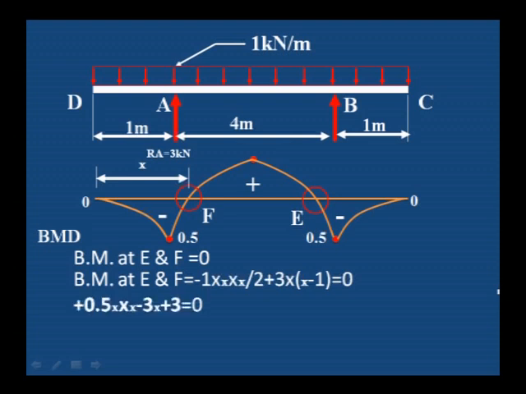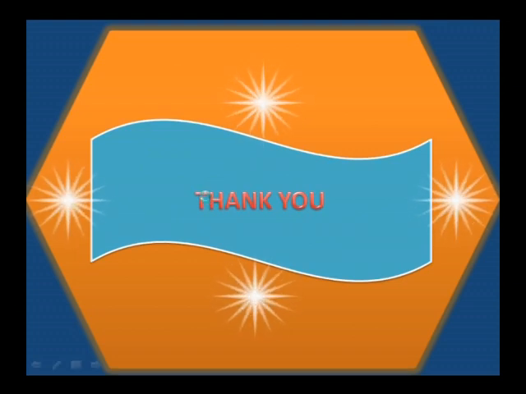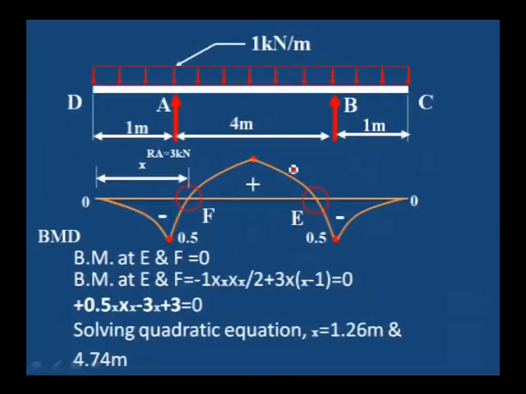First, considering left side, we will get 4.74 by equating the total moment about the F is equal to 0, and similarly you can calculate the point of counterflexure on the right side, or since it is a symmetrical loading, x will be same for right side as well as left side. You will get the quadratic equation. From that you can solve the problem.